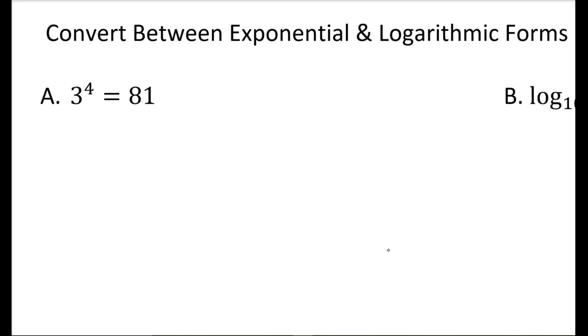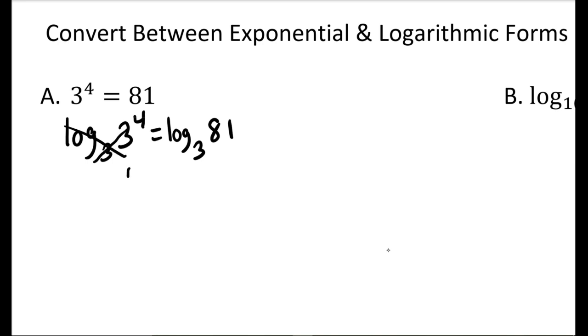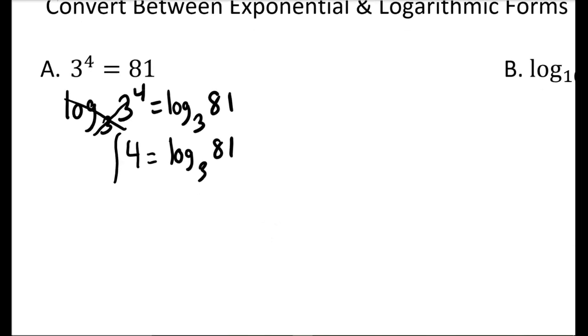So in order to convert this to the logarithmic form, we're going to need to take the log of both sides because we want to retrieve that exponent of 4. So we're going to take the log base 3 of both sides. Okay, now when we take the log base 3 of both sides, notice that these bases match, and so the log and the 3 cancel, leaving us with the exponent. So we got 4 equals log base 3 of 81. There you go. This is my logarithmic form.